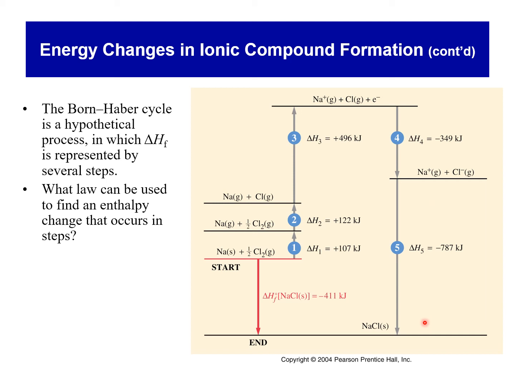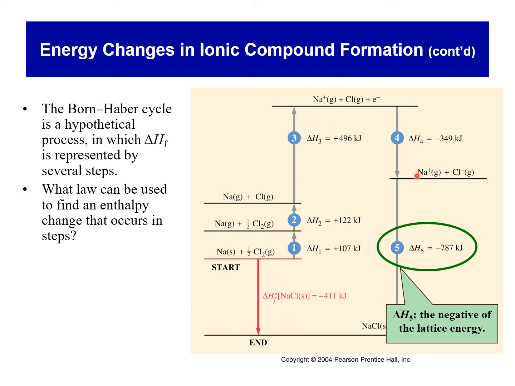So instead, we measure a whole bunch of other things. We measure the heat of formation, some bond energies, some ionization energies, electron affinities, and when you put them all together, you can go in a roundabout way and figure out the lattice energy. That's what this chart is showing, all these different energy changes. But what we're really after here is number 5 on this chart, because that's actually going to give us the lattice energy.